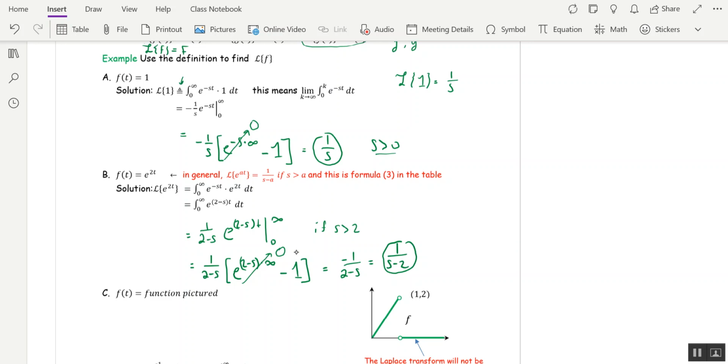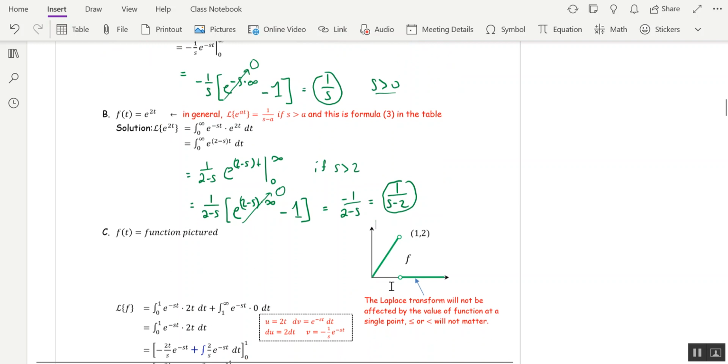All right, last one, you can't use the table on, because there's no table entry for this function I have pictured here. So we have to use the definition. And so first thing I'm going to do is write down a formula for this function. F of t, it's going to be piecewise. All right, so it's a line going through the origin, slope 2, so that's 2t, and that's for t.